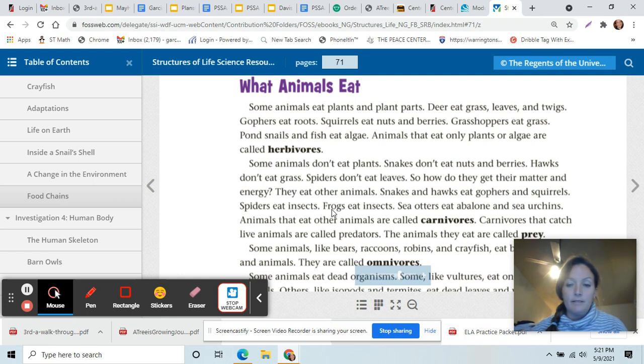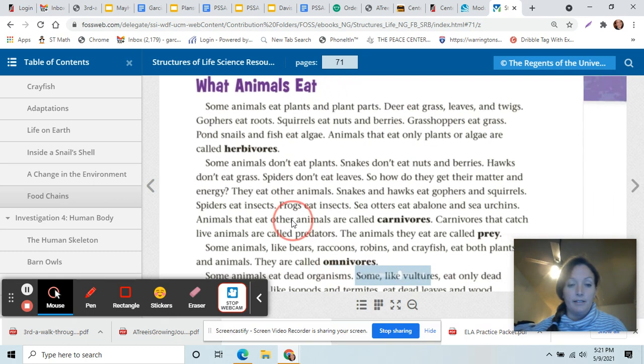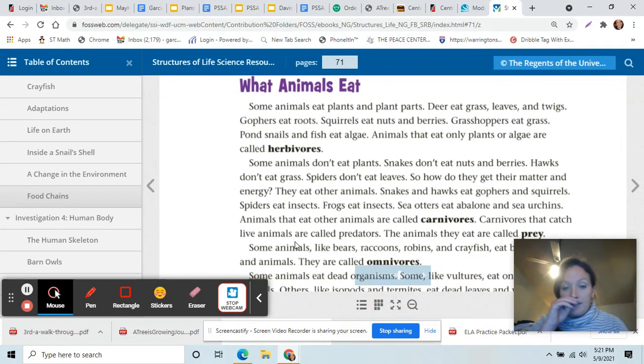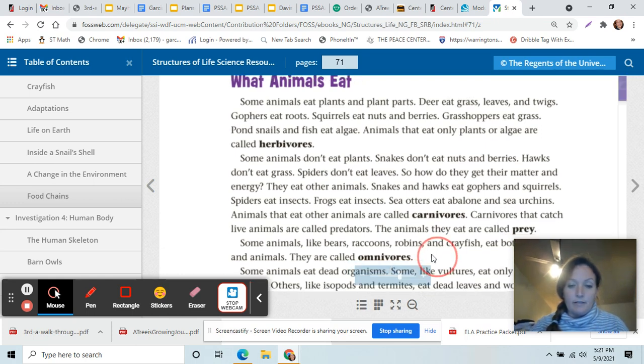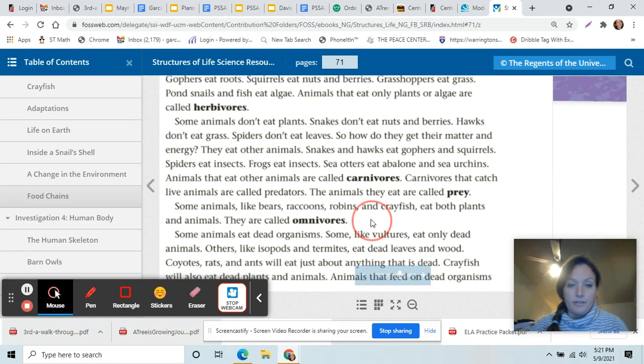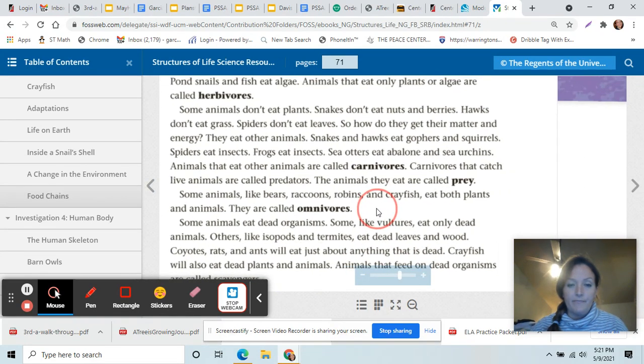Some animals don't eat plants. Snakes don't eat nuts and berries. Hawks don't eat grass. Spiders don't eat leaves. So, how do they get their matter and energy? Yes, they eat other animals. Snakes and hawks eat gophers and squirrels. Spiders eat insects. Frogs eat insects. Sea otters eat abalone and sea urchins. Animals that eat other animals are called carnivores. So these are our meat eaters.